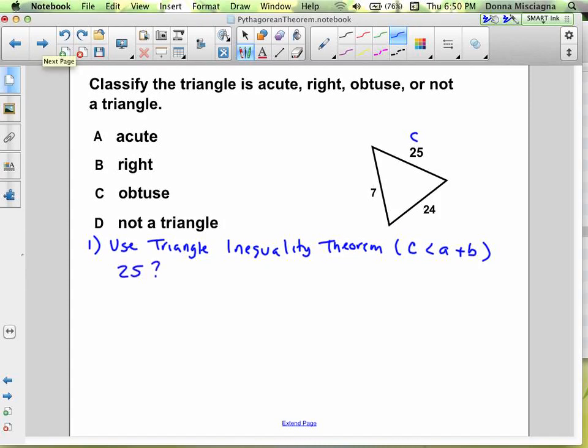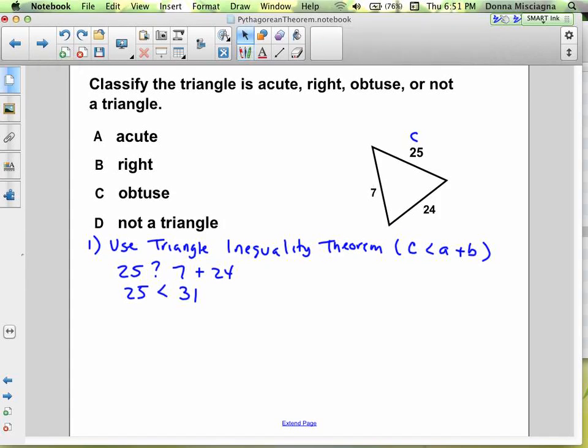So we have 25. What is 7 plus 24? Well, I do know that it is more than 25, so this is going to be a triangle. And 25 is indeed less than 31. Really, if my side was 2 instead of 24, it would still be a triangle because 26 would be greater than 25. But I'm just trying to be precise when we notate things.